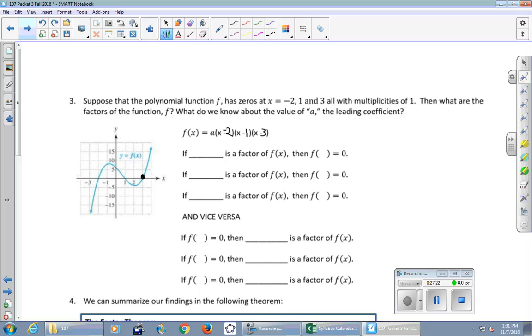Okay, there's this question here about what do we know about the value of a. This is just a remind-you question about end behavior. You guys remember whether a is positive or negative dictates which direction, left or right? Yeah, it dictates to the right. So in this case, you can see to the far right, we're going up to positive infinity. So what kind of a number is a? Positive. That's what we know. So that's just kind of a reminder.